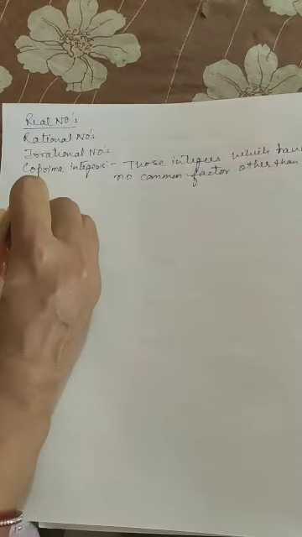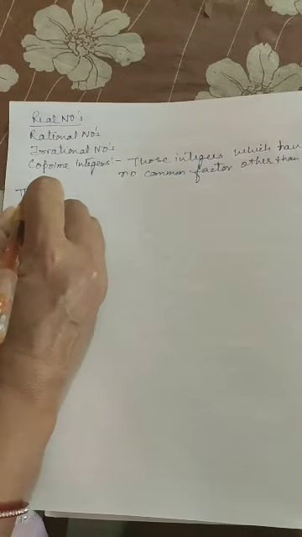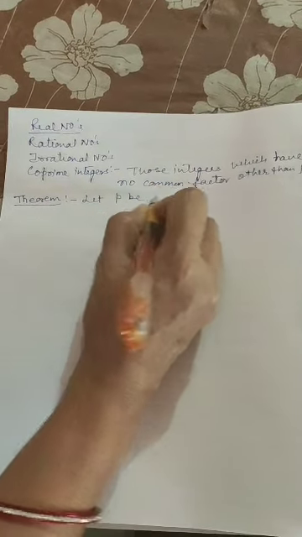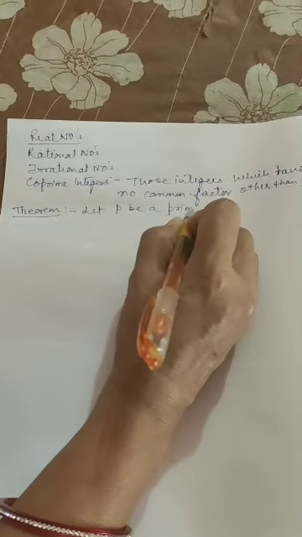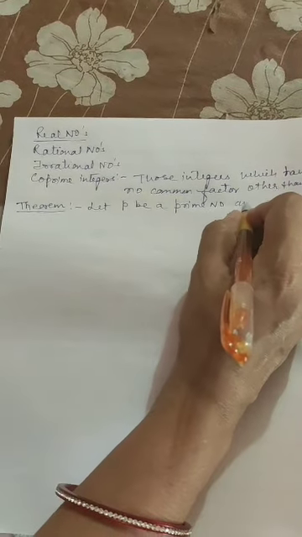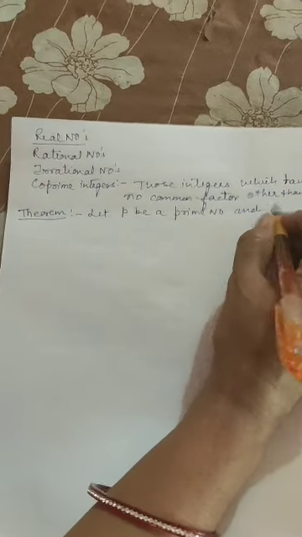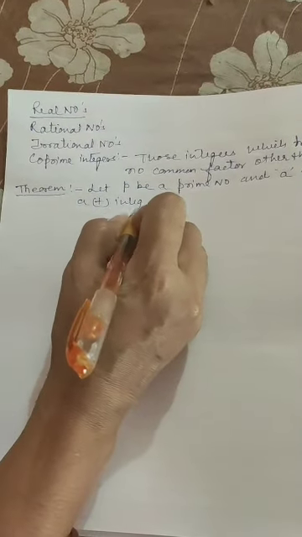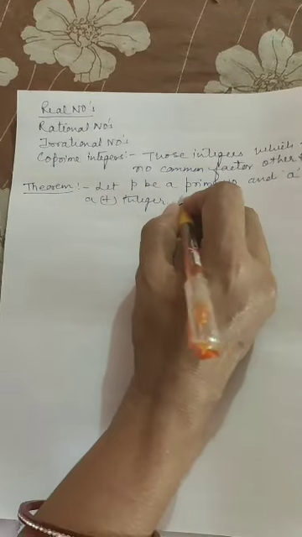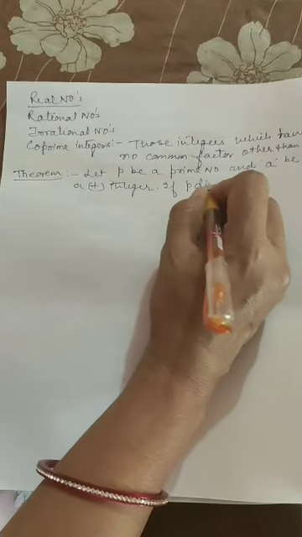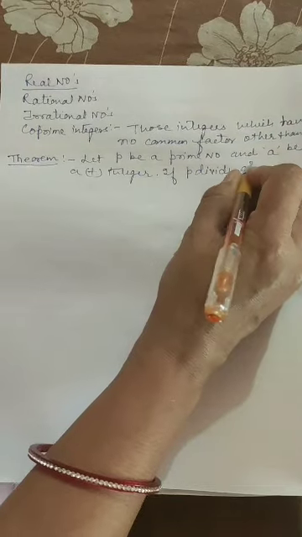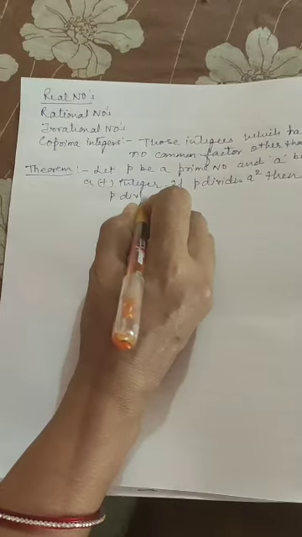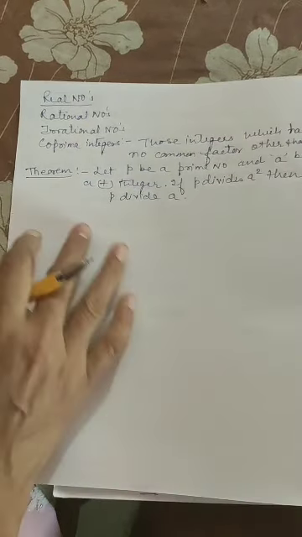Now, let's study one theorem. Children, the theorem says, let p be a prime number and a be a positive integer. If p divides a square, then p divides a. So let's prove this theorem.